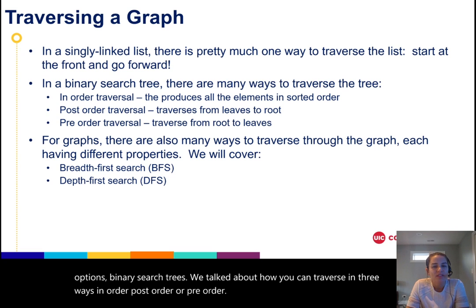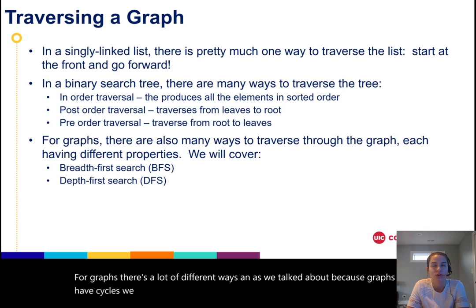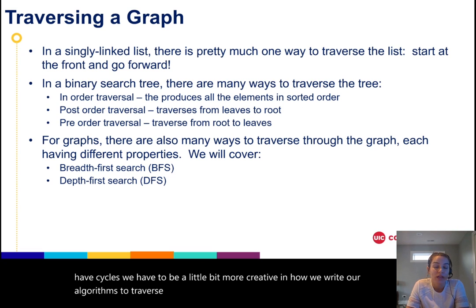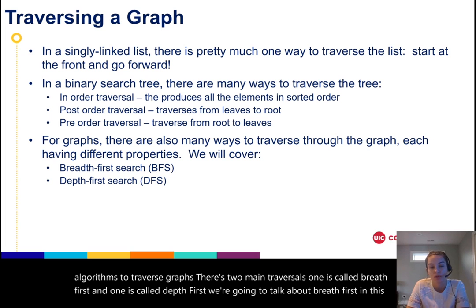For graphs, there's a lot of different ways, and as we talked about, because graphs have cycles, we have to be a little bit more creative in how we write our algorithms to traverse graphs. There's two main traversals. One is called breadth first and one is called depth first. We're going to talk about breadth first in this video, and then in the next video we'll go over depth first.